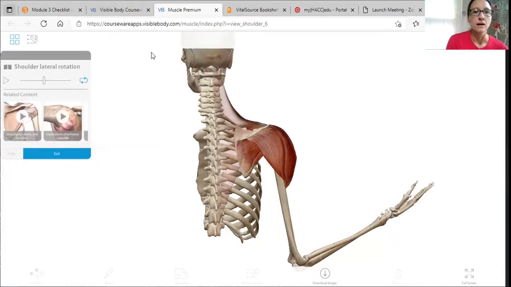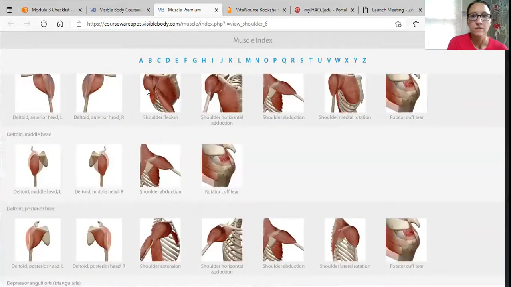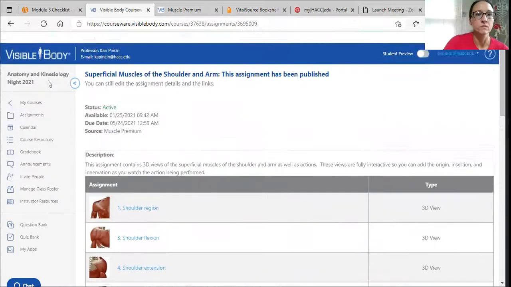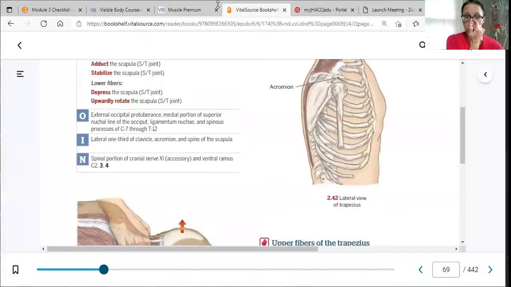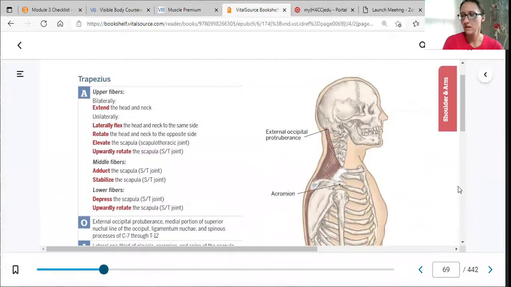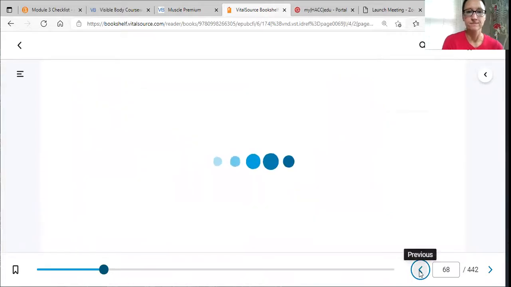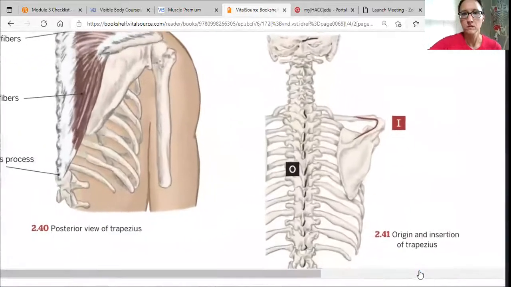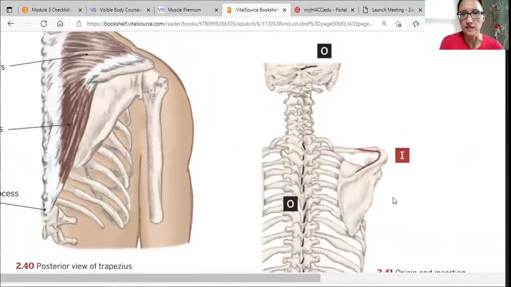Okay. Now, I actually want to get into the skull. So I'm going to go back into, I don't want to do the shoulder region. So I'm going to back out and just go back into our book because I think I can show you from here. All right. Let's go back a page. Here we are. This is a little more detailed.